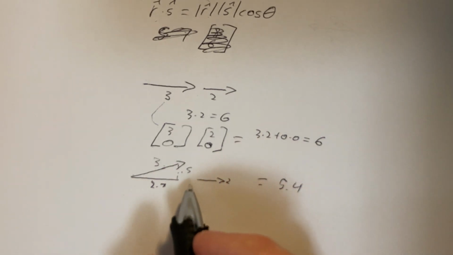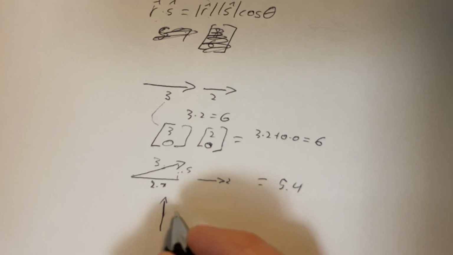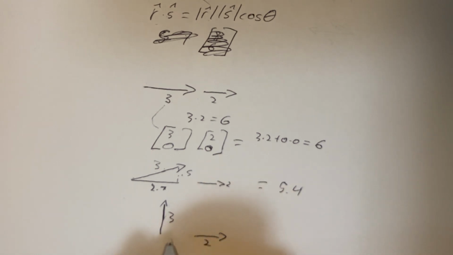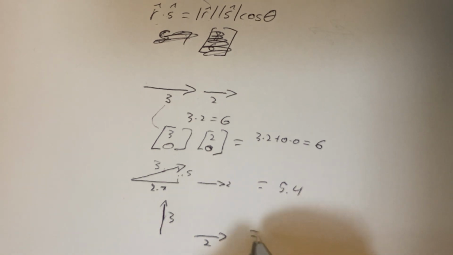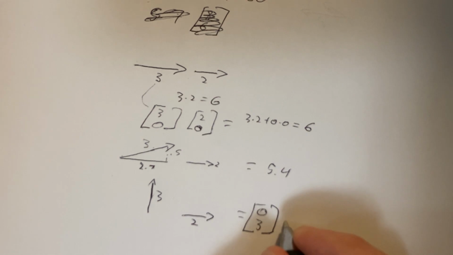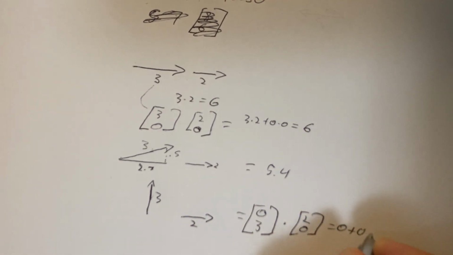Now, if we look at one vertical vector and one horizontal vector, and we dot product them together to see how much they have in common, they have nothing in common. They have no components that are with each other. So you're going to be multiplying 0, 3 times 2, 0, and we're getting 0 plus 0 equals 0.